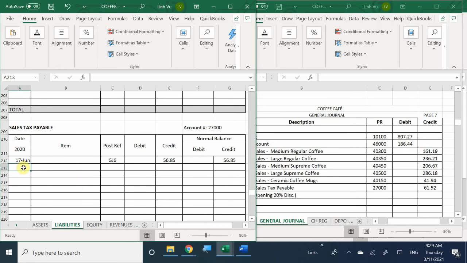Sales tax payable. General Journal number 7. Alright. So, how much was my total sales tax? 61.52. So, what is the total ending balance here? 118.37. All right, so we updated our journal, we updated our ledger. What is next?